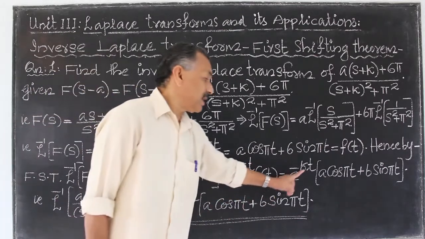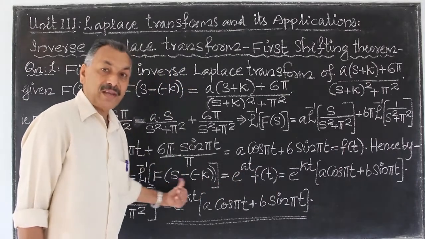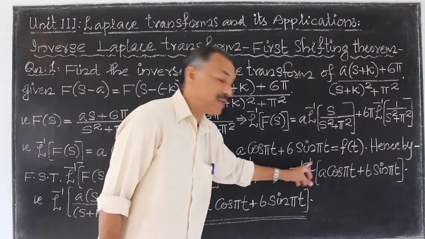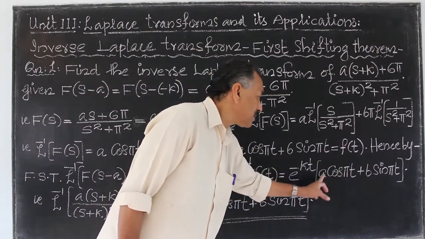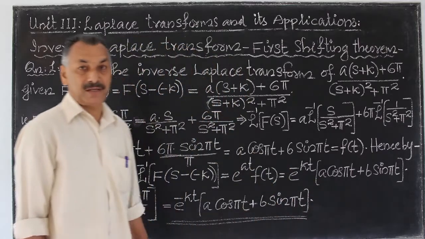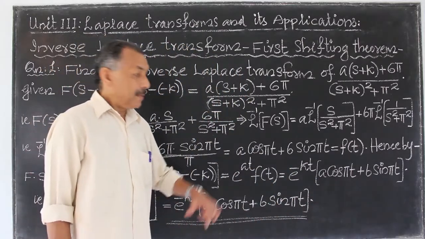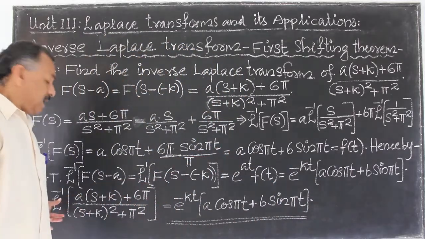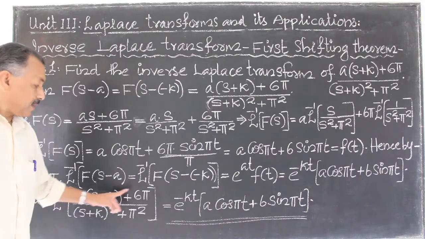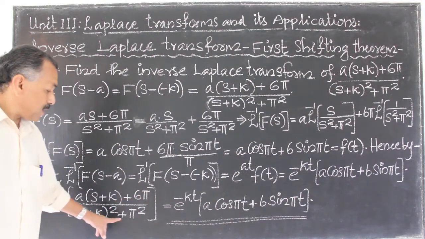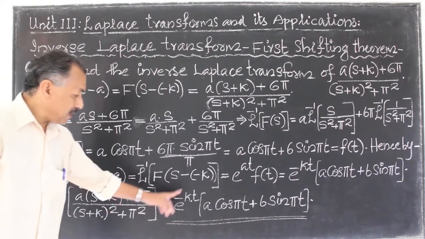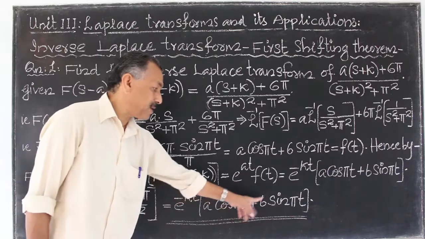That is e raised to minus kt into f of t, where f of t is equal to a cos pi t plus 6 sin pi t. That is, L inverse of a into (s plus k) plus 6 pi divided by (s plus k) whole square plus pi square is equal to e raised to minus kt into a cos pi t plus 6 sin pi t.